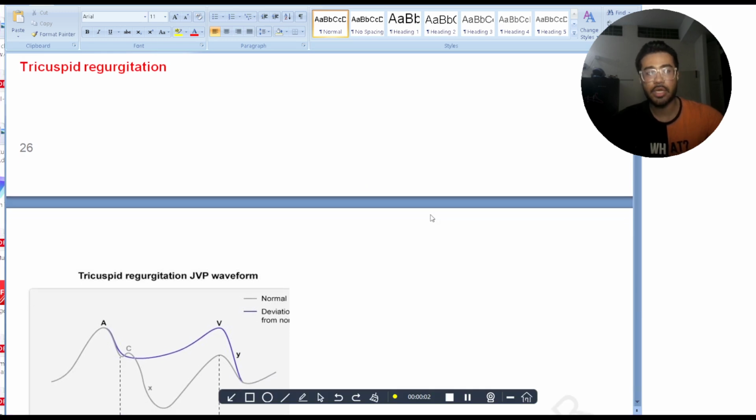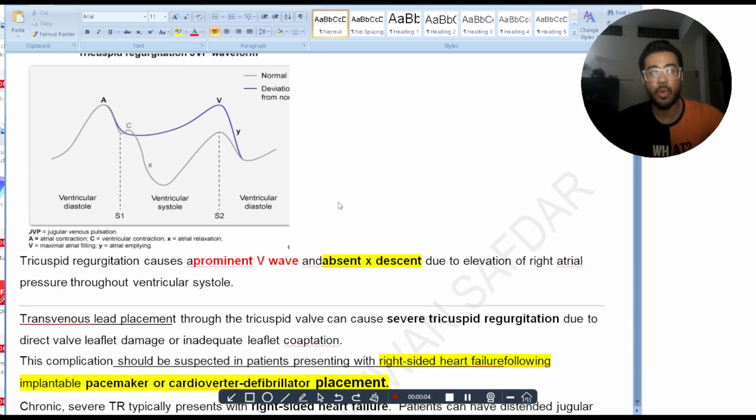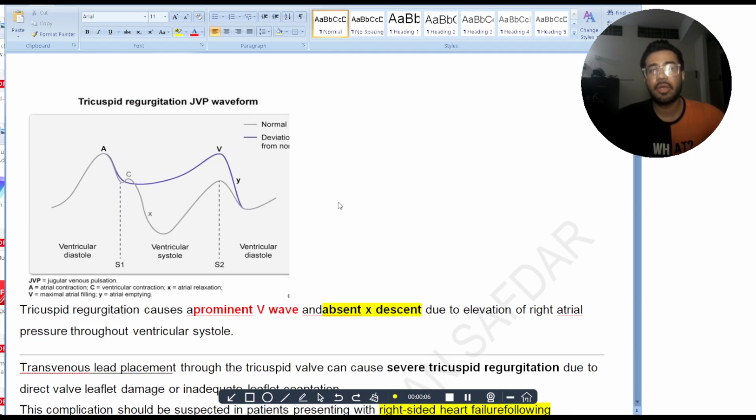So we're gonna start with tricuspid regurg now. Tricuspid regurg JVP waveform. So first of all, in order to understand what JVP waveform is, we need to look at this diagram. So JVP stands for jugular venous pressure waveform. So this pressure curve denotes the pressure in the atria. So that is the number one thing that you guys need to keep in mind in order to make sense out of this.